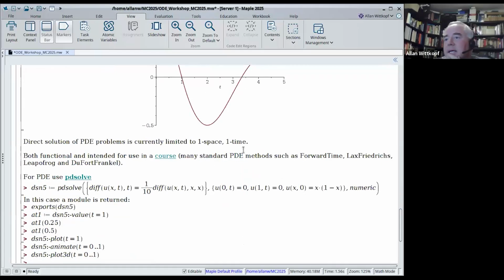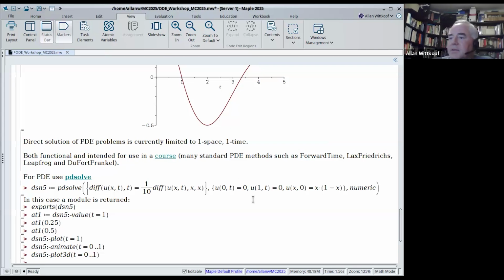Okay, so PDEs are a little limited at this point to one space, one time PDEs. And the PDE methods that get used were always intended in the initial design to be used in a course because we've got a lot of the standard techniques that get taught in courses available. And there's a help page to describe all the basic techniques like Lax-Friedrichs, leapfrog, my apologies, and DuFort-Frankel.